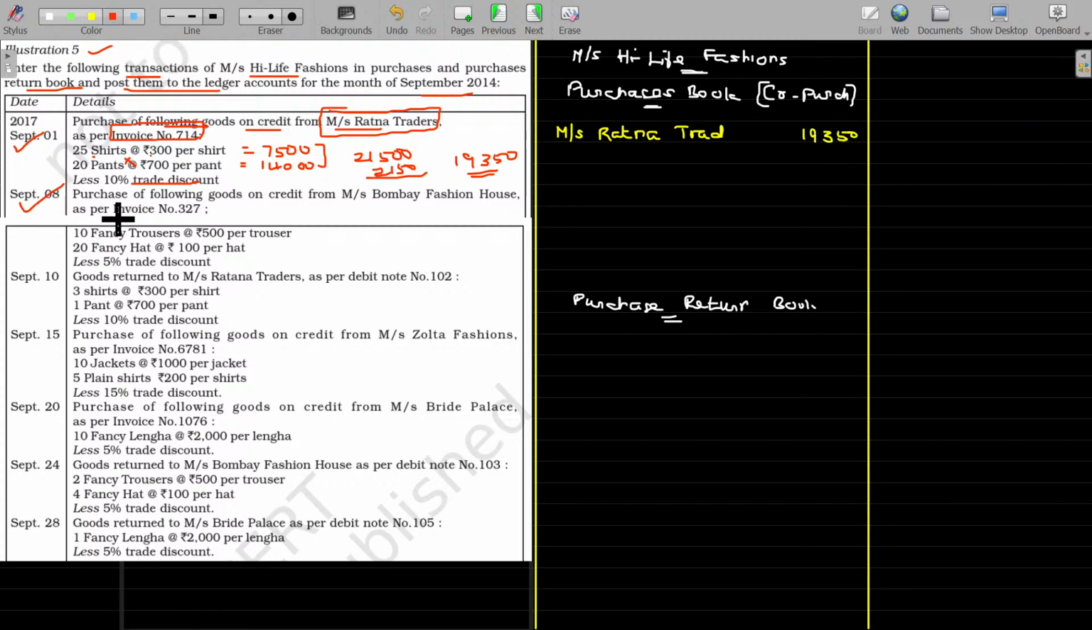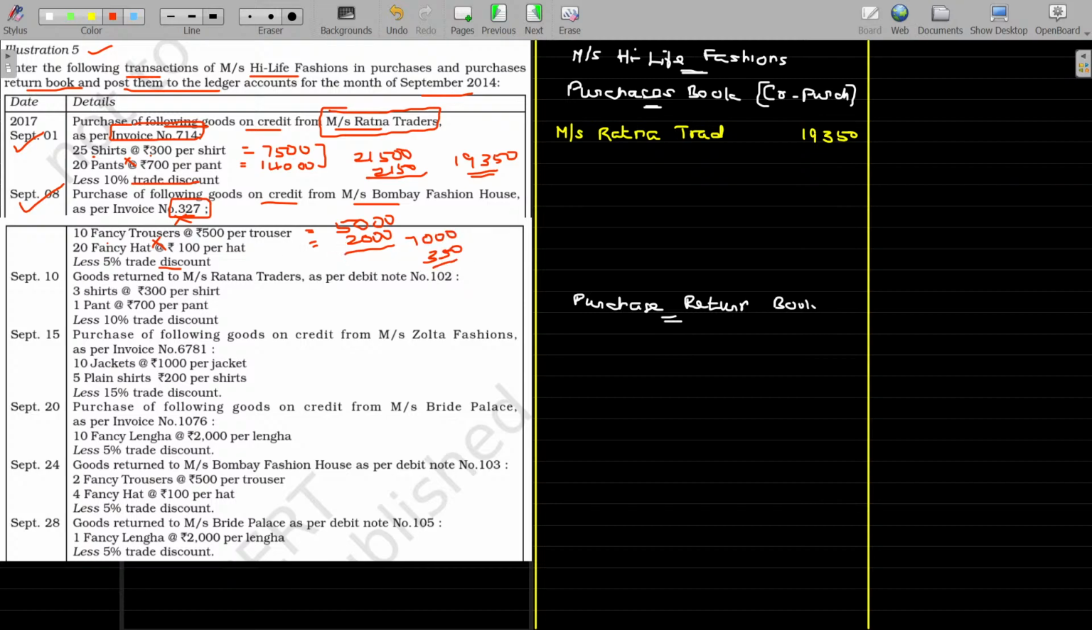September 8th, purchase of following goods on credit from Mrs. Bombay Fashion House as per the invoice number 327. 10 fancy trousers at the rate of rupees 500, then total being 5,000. 20 fashion hats at rupees 100 will be 2,000. Total being 7,000. And 5% trade discount is there, you can subtract that.